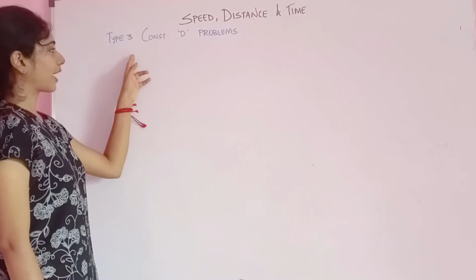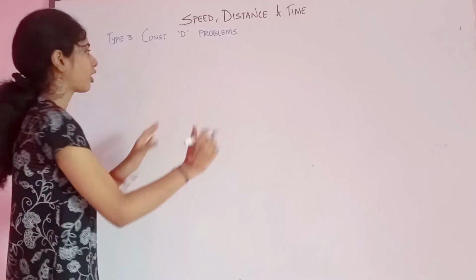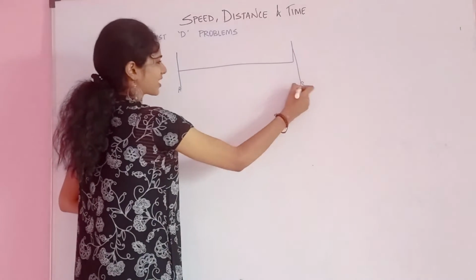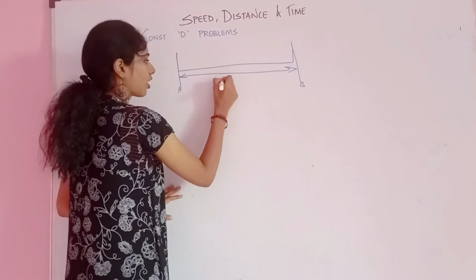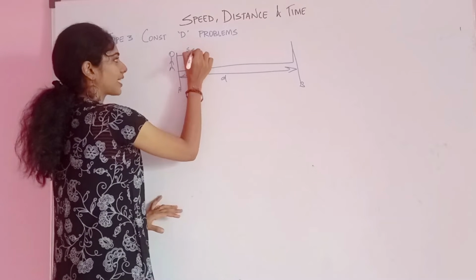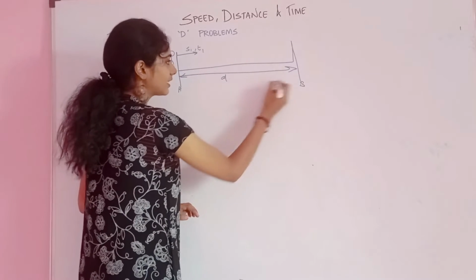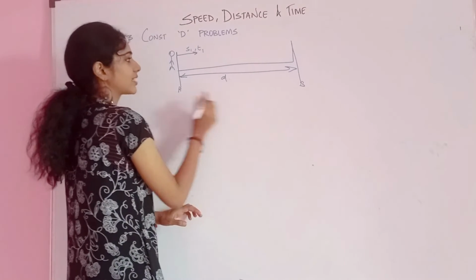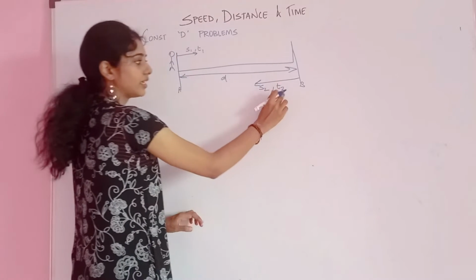Look at the type 3 kind of problems, that is constant D problems. The name itself suggests that the distance is going to be constant. Alright, so suppose this be station A, this be station B, or whatever, this be home, this be office, but the distance is constant. And there is a person here, he is going to cover this distance at a speed s1 and he is going to take t1 hours or minutes, whatever. But then he reaches B and then he is going to return from B to A, covering the same distance at a speed of s2. So he is going to take t2 minutes or hours.